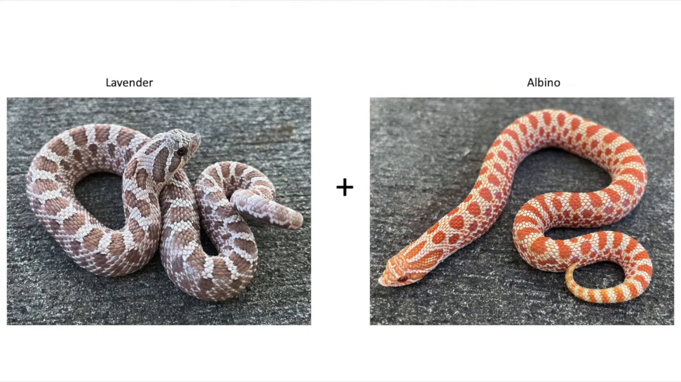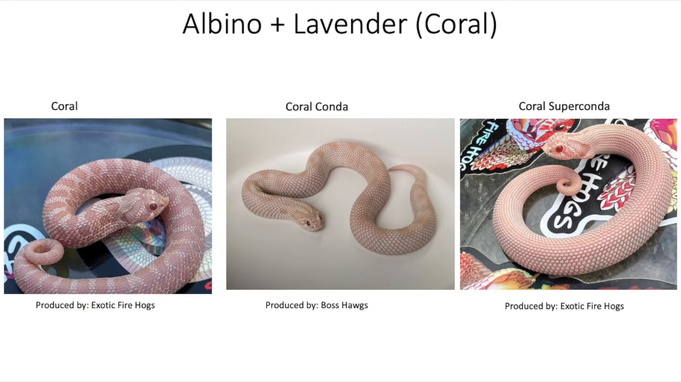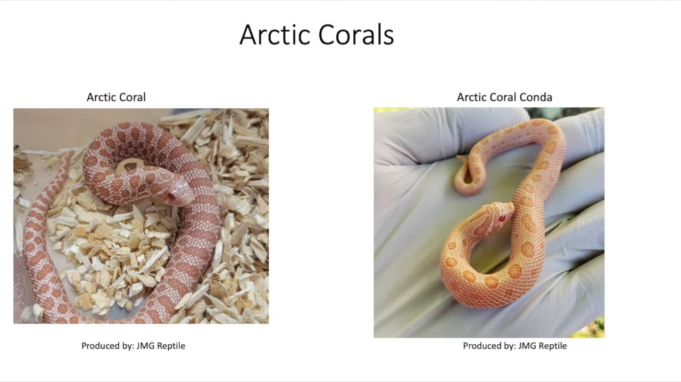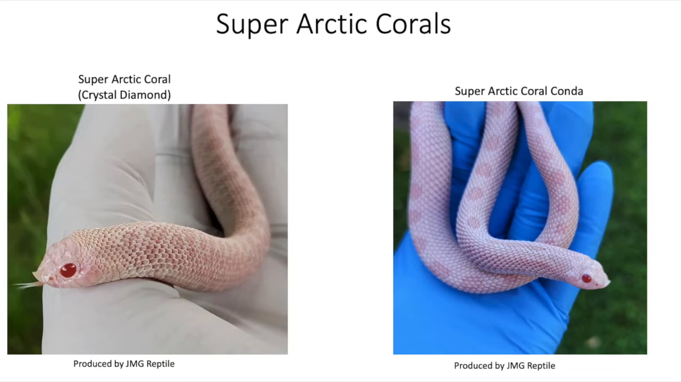All right, the next one up is going to be the lavender albino, which is called a coral. As you can see, we have the coral conda, and then the coral super conda. So it's a pink snake. And then we have the Arctic versions of it, the Arctic coral and the Arctic coral conda. Taking it a step further, we have the super Arctic version. We have a picture of the super Arctic coral, and on the right hand side, the super Arctic coral conda.